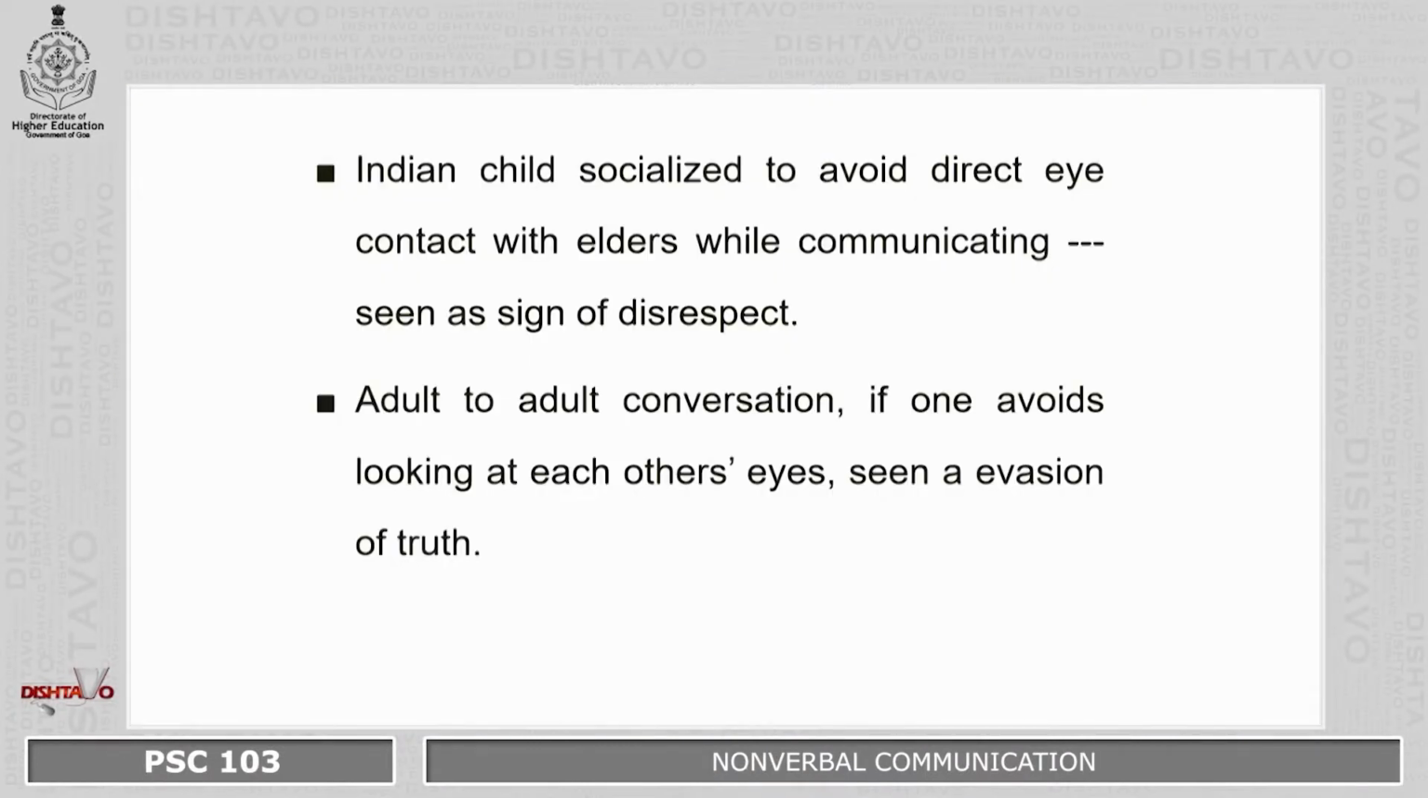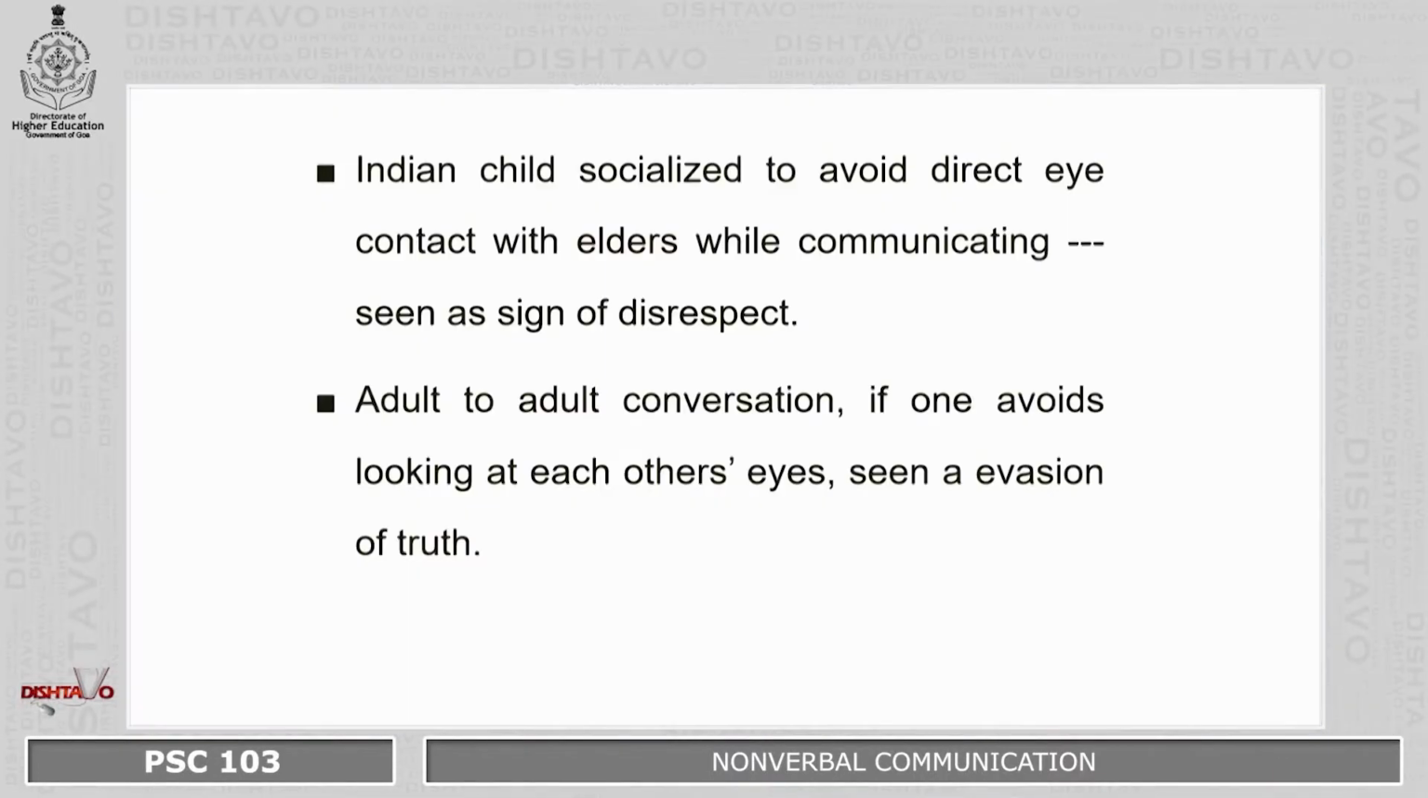Now we'll see something about the Indian context. An Indian child is socialized to avoid direct eye contact with elders when they are communicating. So, if a young child looks into the eyes of his parents or adults directly, it is considered to be a sign of disrespect. Now, in adult to adult conversation, if one avoids looking at each other's eyes, that means you are lying or you are evading the truth.